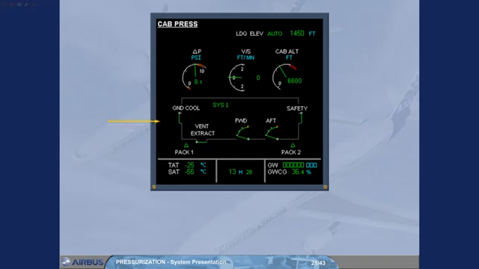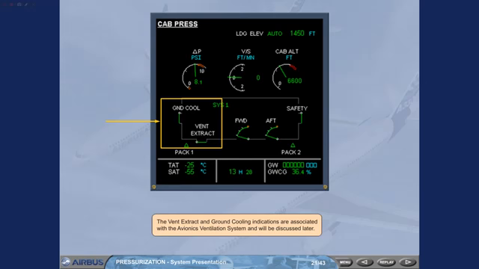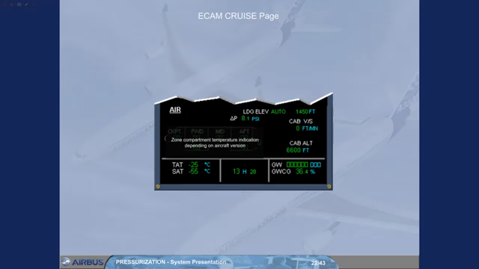The vent extract and ground cooling indications are associated with the avionics ventilation system and will be discussed later. On the ECAM cruise page, there are indications of cabin differential pressure, cabin vertical speed, and cabin altitude.